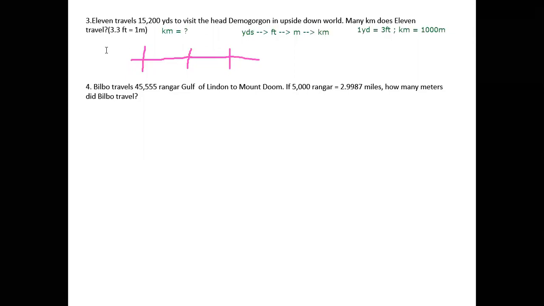So again, we're starting with yards, 15,200 yards. So we need to go from yards to feet. So in our conversion factor, yards will go on the bottom and feet will go on top. And that's because, again, to the left on top is yards, so that way they cancel. So now we have feet. We need to go to meters. So in our conversion factor, the feet will go on the bottom and the meter will go on top.